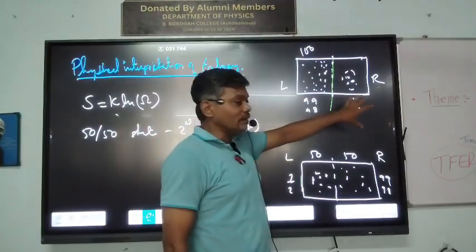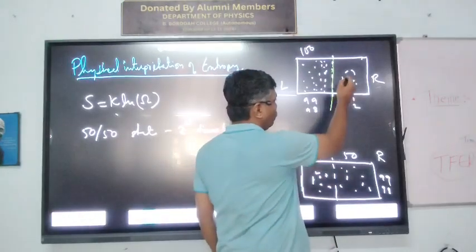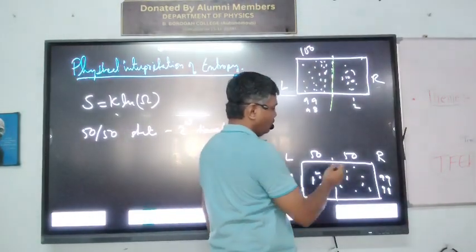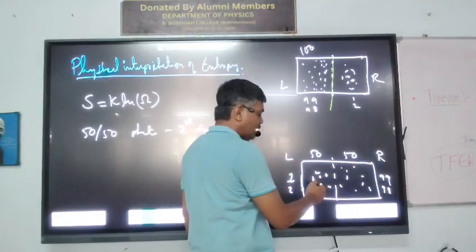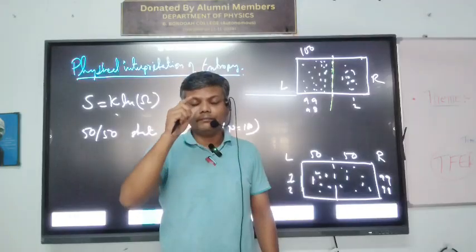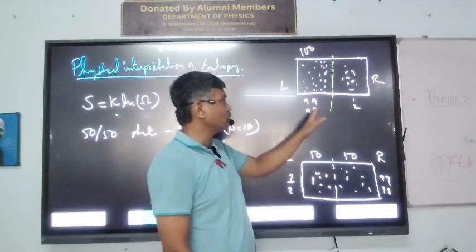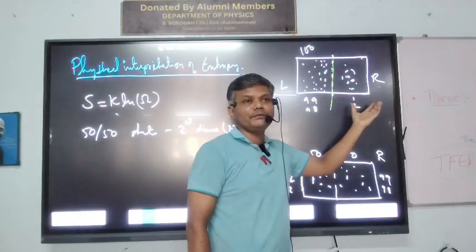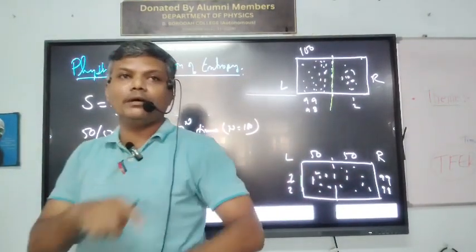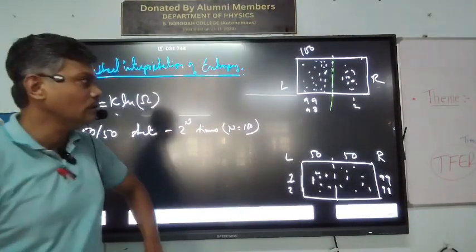So what I understood from here is that the state with 99 on one side and 1 on the other has a very low probability. That means a very small number of ways compared to the situation where you have 50 here and 50 here, which you can do in a very large number of ways.